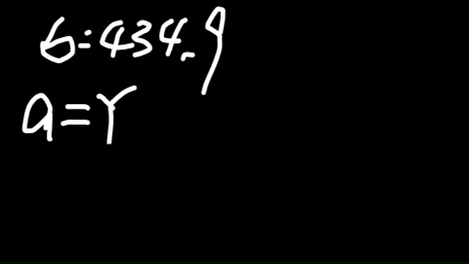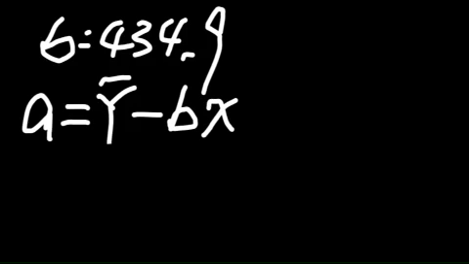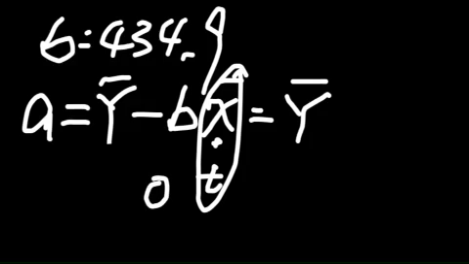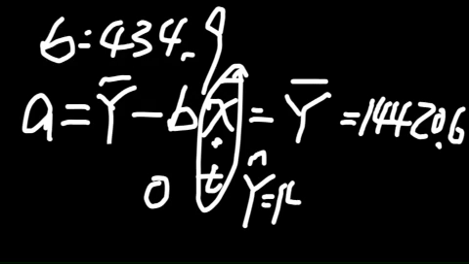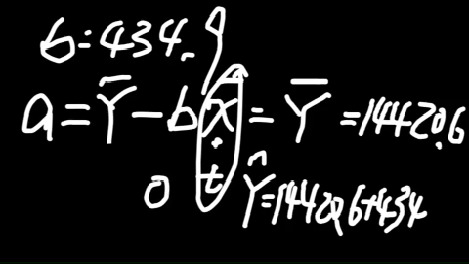If you know your b, you know your a. It comes from y bar minus b x bar. X bar is your t, time. So then it equals y bar because this is 0. So that means it is 1442.6. Then you get your equation, that is 1442.6 plus 434.9 times t. This is your equation.